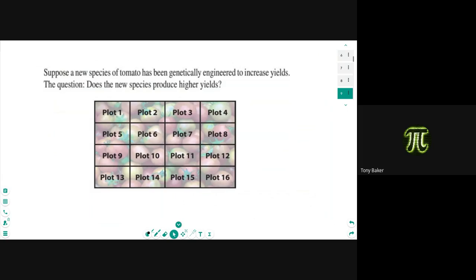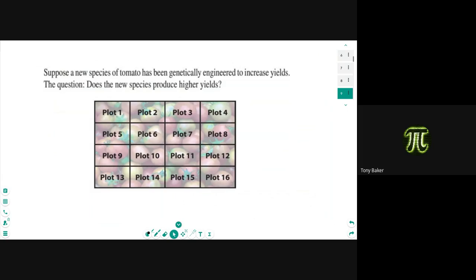That wouldn't be the response variable. Response variable is going to be yield, how much I got out of it. Because if you think about it, what's the goal? The goal is to increase my yields, right? So my response variable is going to be the yield that I get at the end. How much of this tomato was grown? Okay.